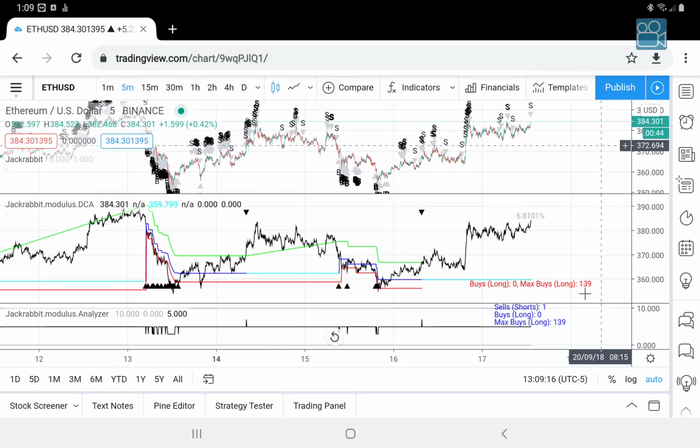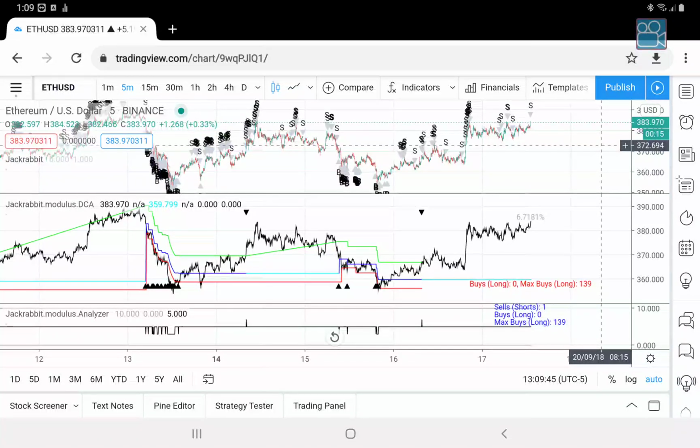Now right here you see I have 139 maximum purchases. If you take just $10 a purchase, you're looking at a minimum of $1,390, almost $1,400 for this one single coin for a 7-day time frame. Excuse me, a 17-day time frame.